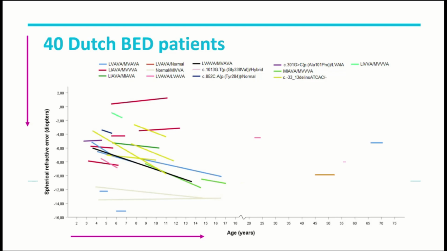And it's shown here again. We mainly have younger patients in our cohort, and the spherical refractive error, so the amount of diopters, is decreasing, as the error bar just shows.